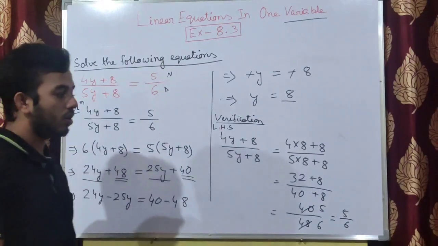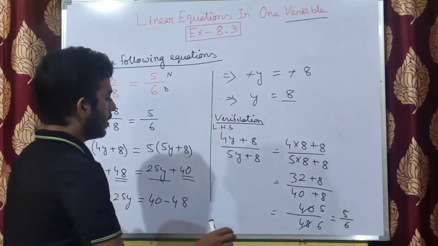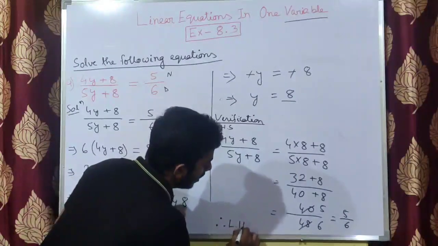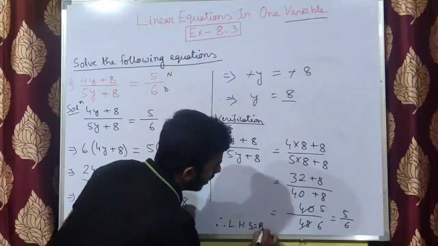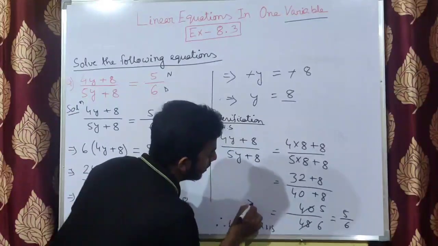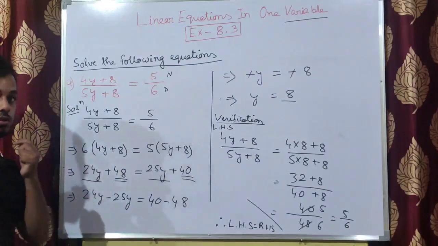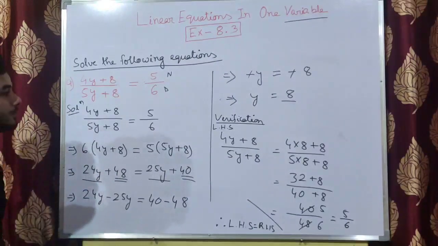So at last what we will write? We will write therefore LHS equal to RHS, right? So this is our solution.